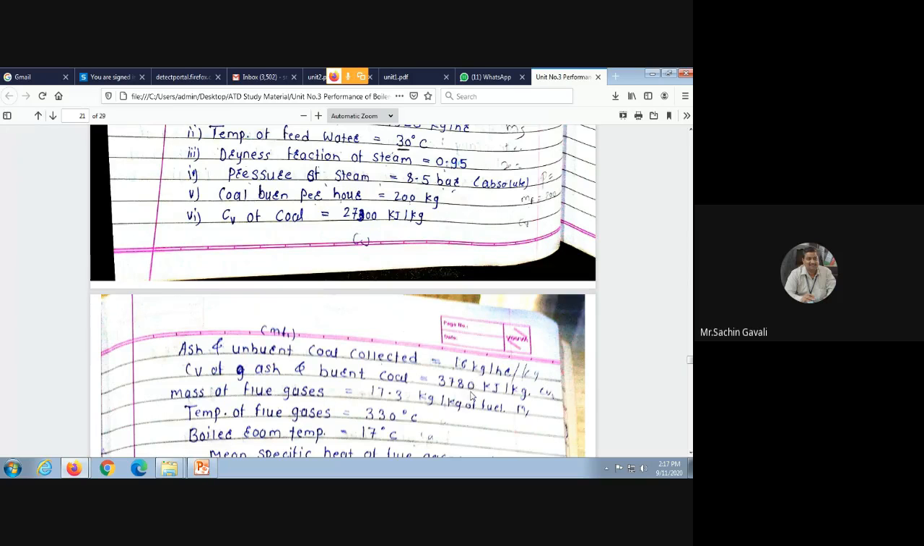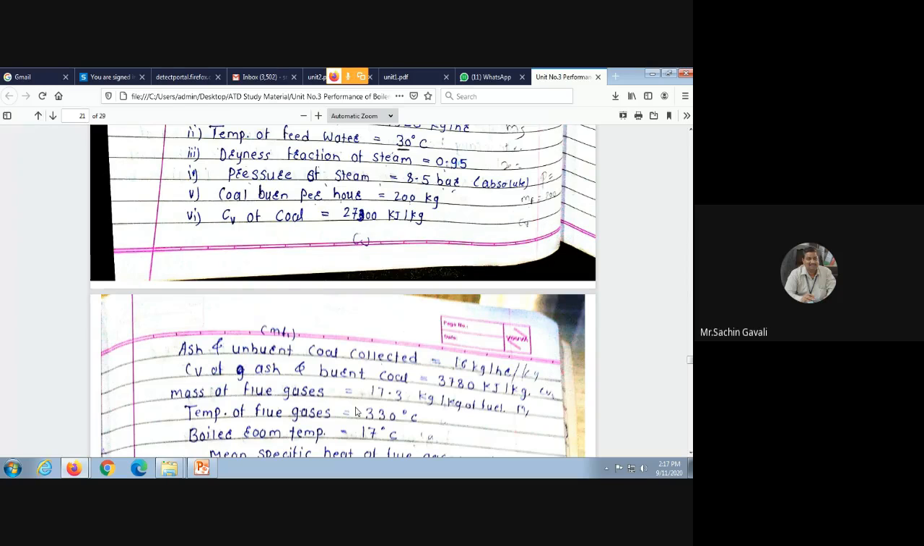16 kg per hour. Then CV of ash and unburned coal. Here don't write burnt coal, write unburned coal. CV of ash and unburned coal is equal to 3780 kilojoule per kg.